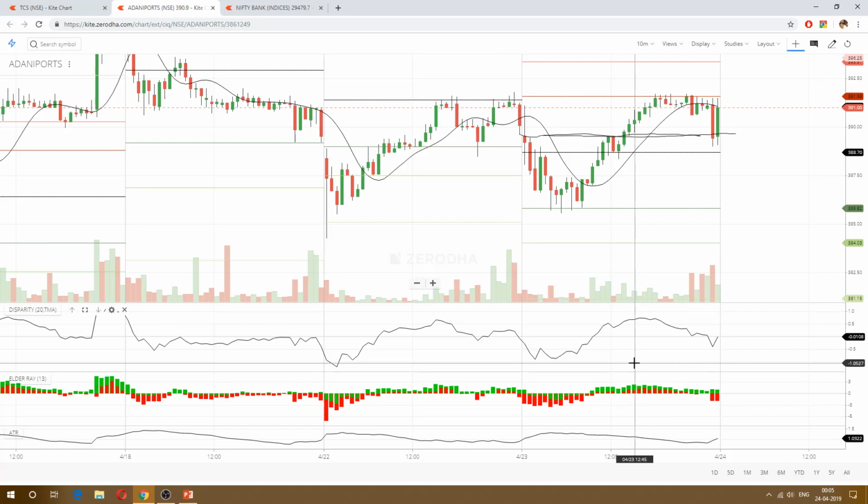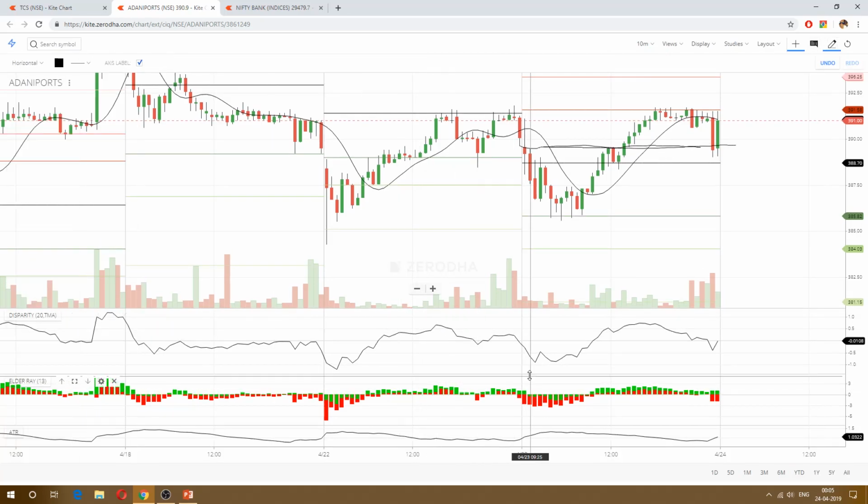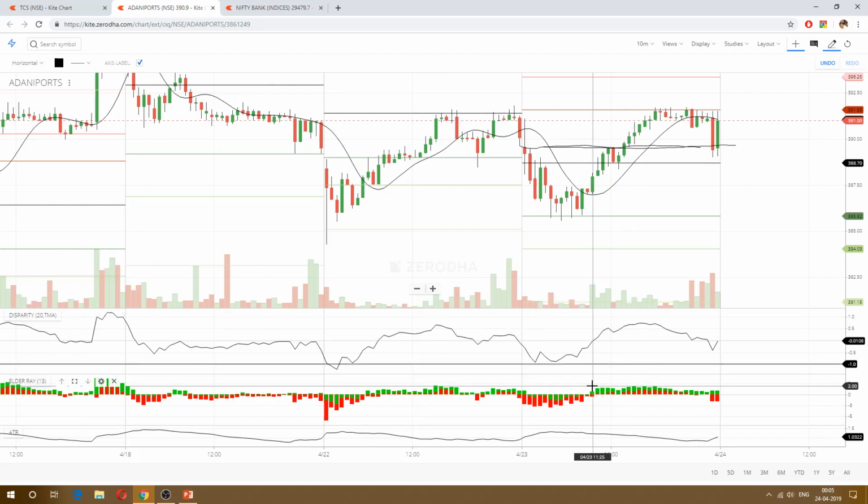So we have an idea that the chances of reversal happen at the -1 range on 10 minutes. Remember, time frame is important. At a higher time frame this value might change. So we'll just take a horizontal line, draw it at -1, and we are ready.